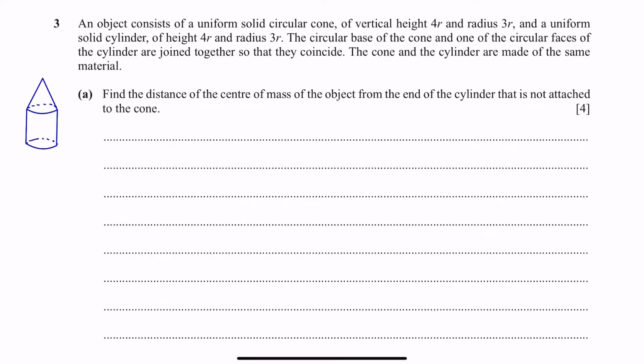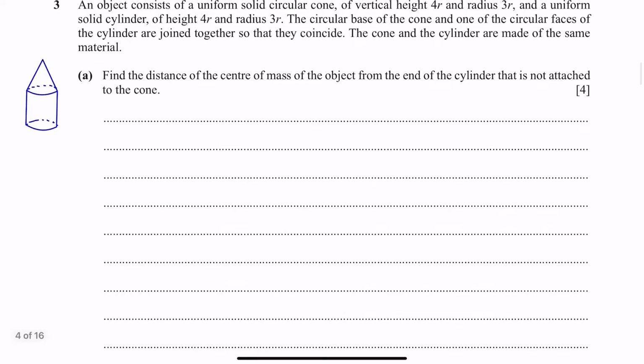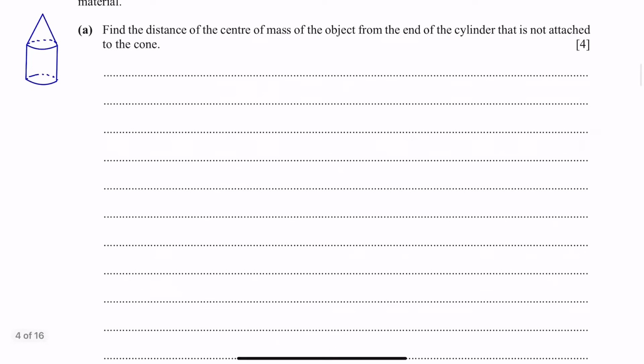Find the distance of the center of mass of the object from the end of the cylinder that is not attached to the cone. So from the base basically. So now we look at this object from the front view. If we look at the front view, all we see is a triangle and a rectangle. Okay?